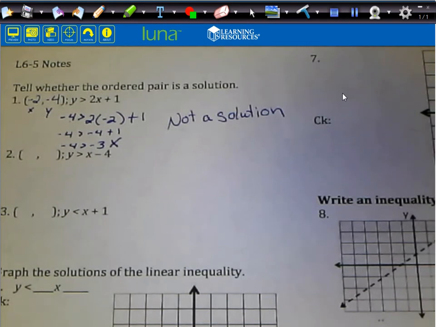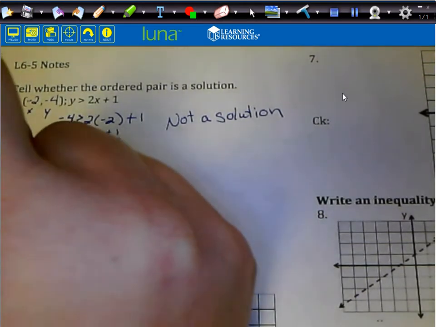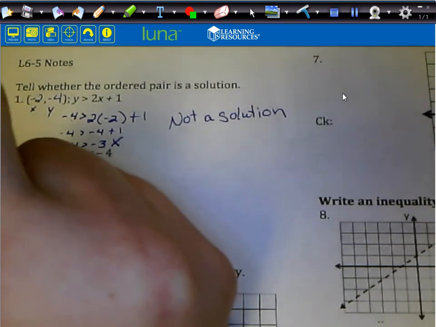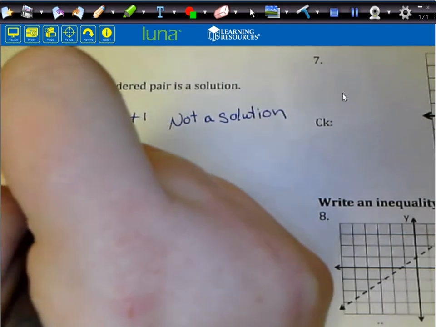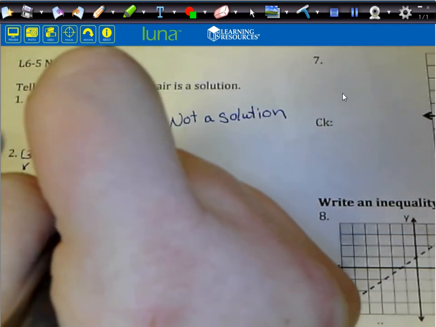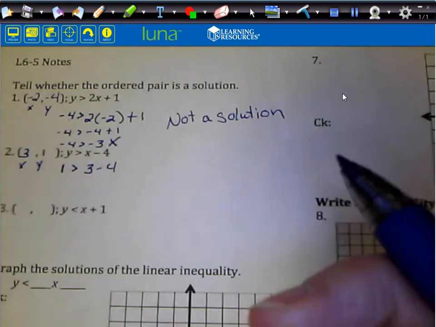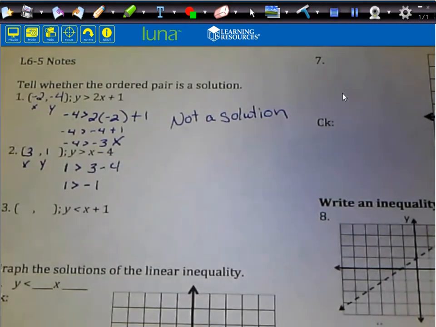region. All right, we're going to do the same thing for number 2, except our point here is going to be 3, 1. We want to know if the point 3, 1 is a solution to y is greater than x minus 4. So again, I'm going to remind myself about the x and the y. Everywhere I see an x, I'm going to plug in a 3. Everywhere I see a y, I'm going to plug in a 1. So 1 is greater than 3 minus 4. When I say 3 minus 4, I get -1. So 1 is greater than -1.